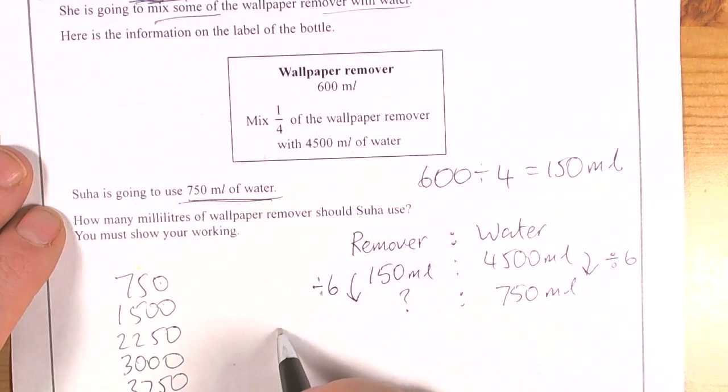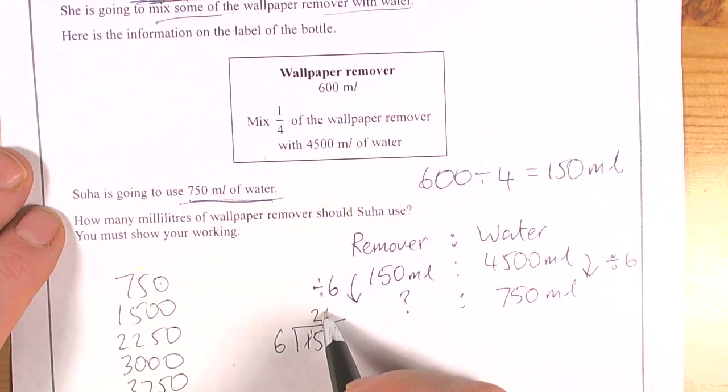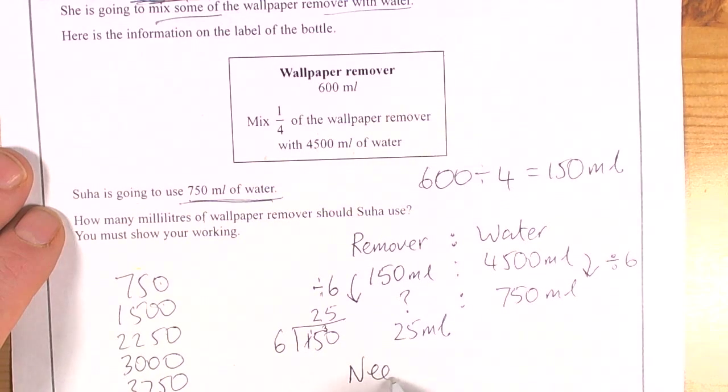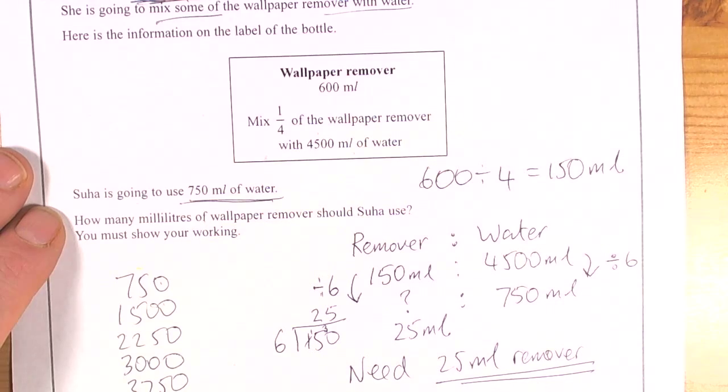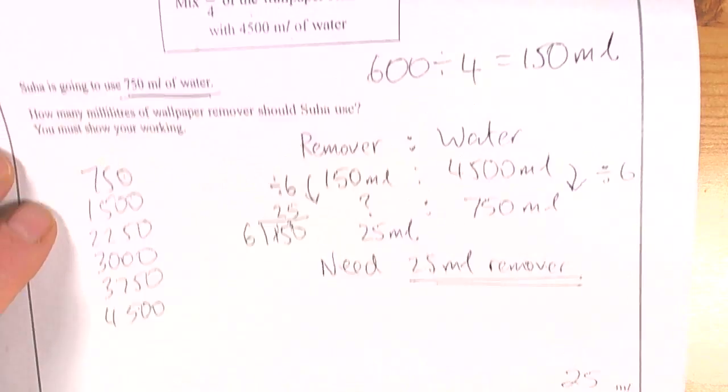So 150 divided by 6, lots of ways of doing that. 6 into 1 doesn't work, so carry the remainder over. 6 into 15, go through our 6 times table, 6, 12, can't do another one, so that's going to be 2, remainder 3. So we pull the remainder over to the 0, so we're now saying how many 6s are going into 30? 5, so 25. So we need 25 millilitres of remover. So the answer on the answer line will be 25 millilitres.